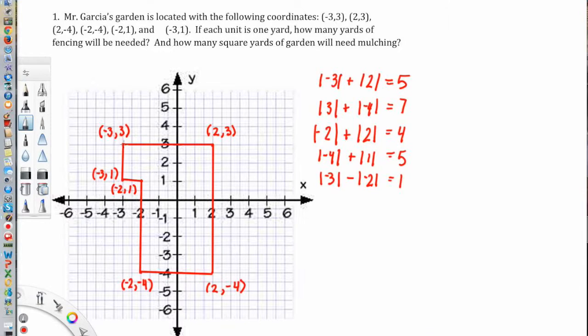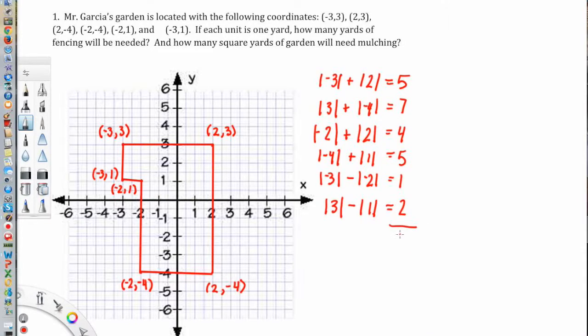Our last line segment is a vertical line segment. They're both positive. So again, we're going to take the absolute value of our largest y coordinate, which is 3, and we'll find the difference between our second y coordinate, which is 1, and a +1 and a +3, they are 2 units apart. That's their difference. So all together, that's going to be our perimeter.